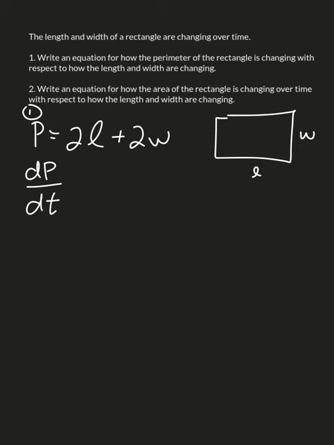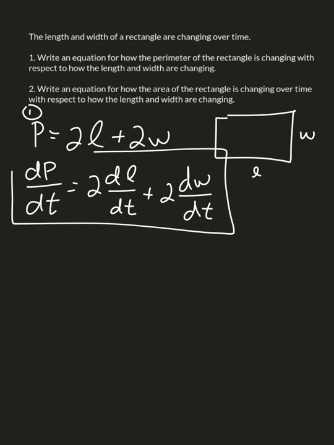So the derivative of P becomes dP/dt. The derivative of 2L is 2 dL/dt. And the derivative of 2W is 2 dW/dt. Essentially, everything is in terms of time, so it's always dt. And that is an equation for how the perimeter of the rectangle is changing with respect to how the length and width are changing. Let's do the same thing with the area equation.